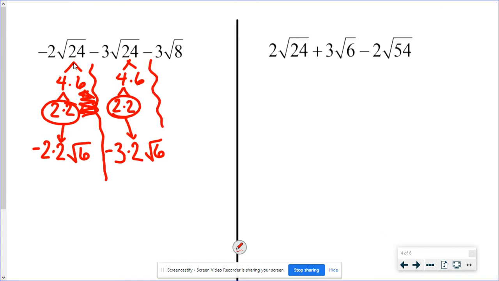Here, I have the subtracting 3, I have a 2 that broke out, and I have a rad 2 that's left over.